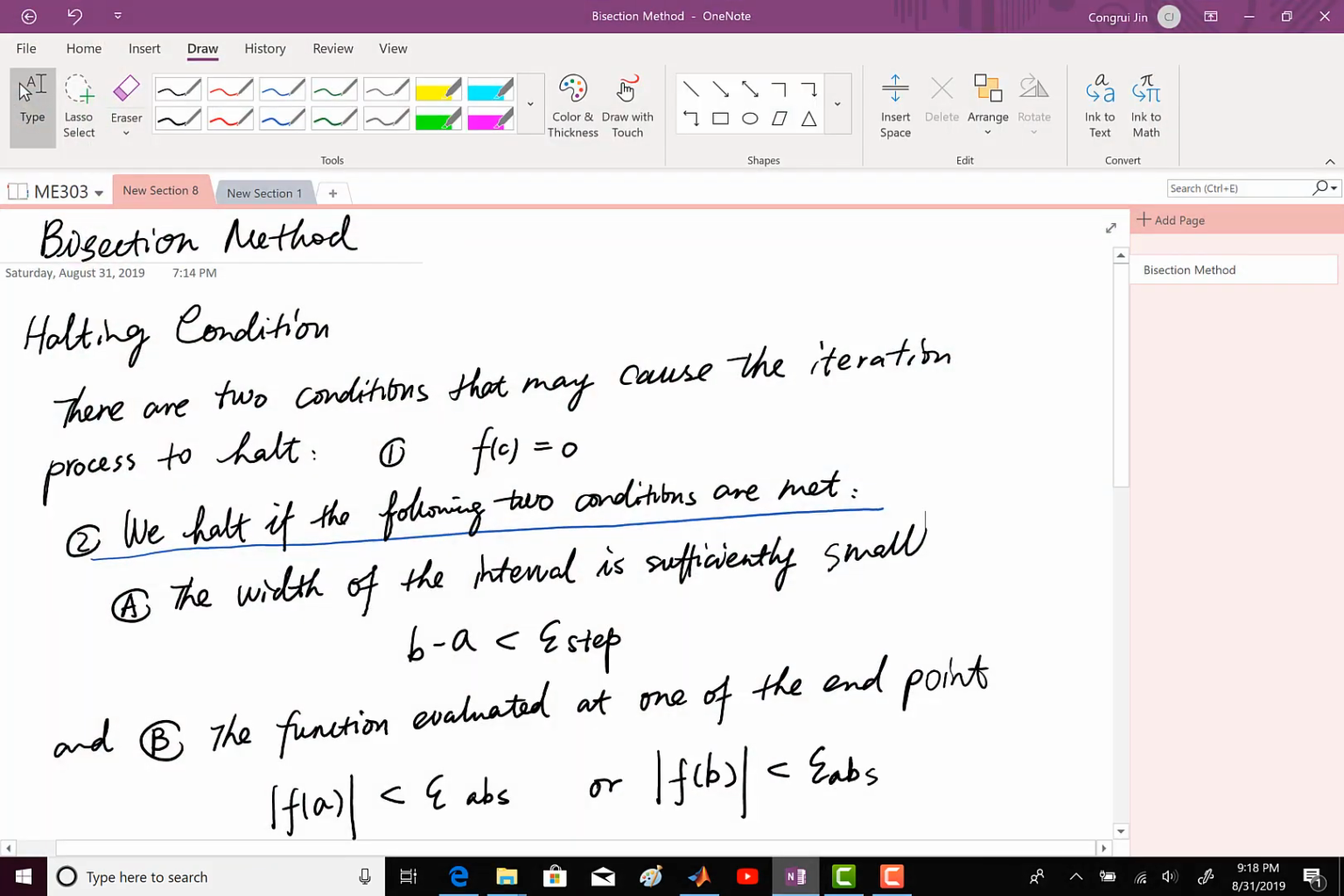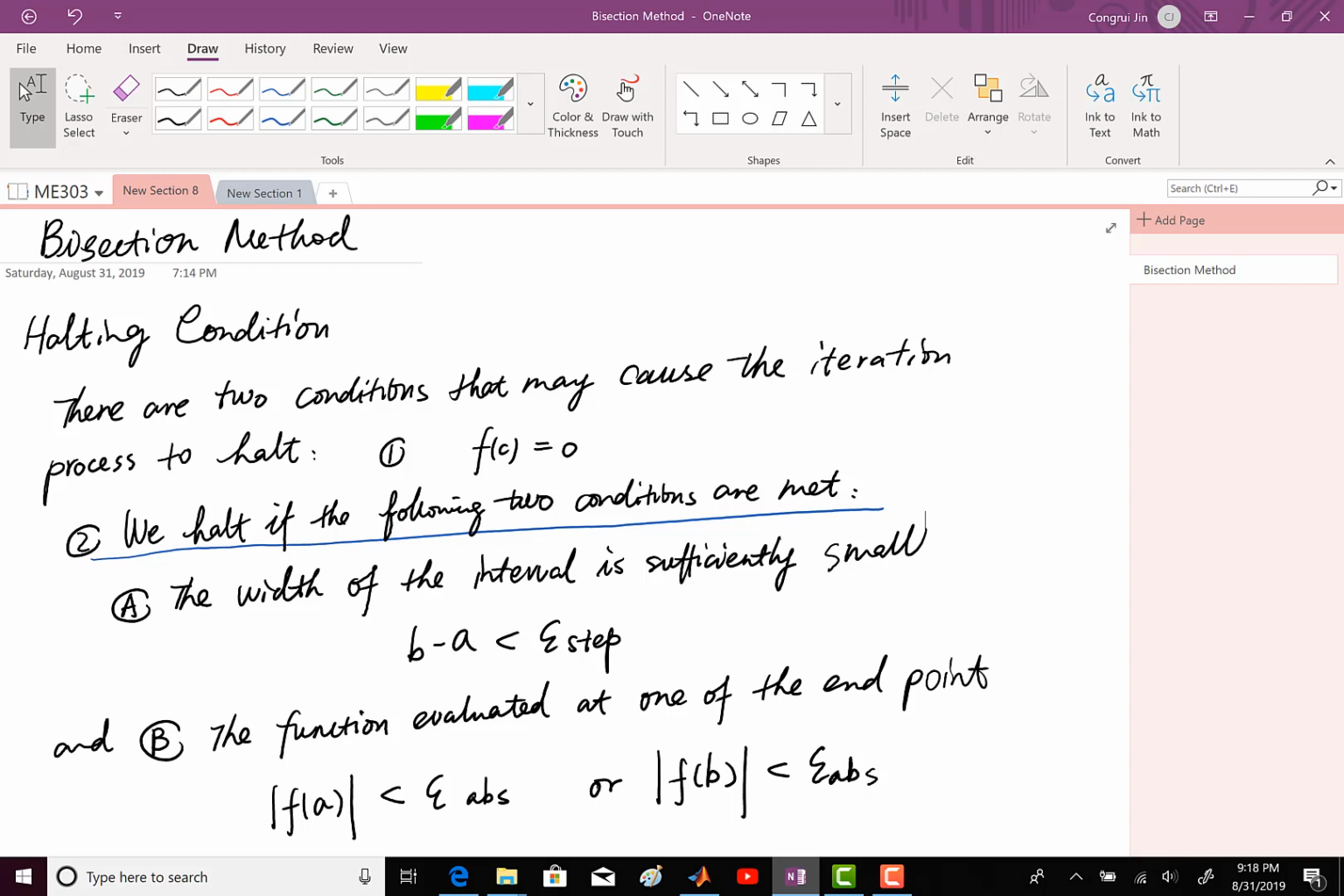Hello everyone. In this video, we will talk about the halting condition of the bisection method. When you use the bisection method, you need to do the iteration over and over again. So what are the conditions that may cause the iteration process to halt? There are two conditions. The first one is that f(c) equals 0.